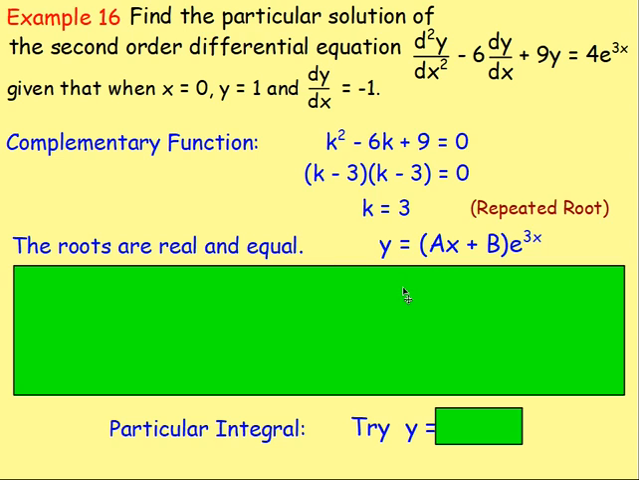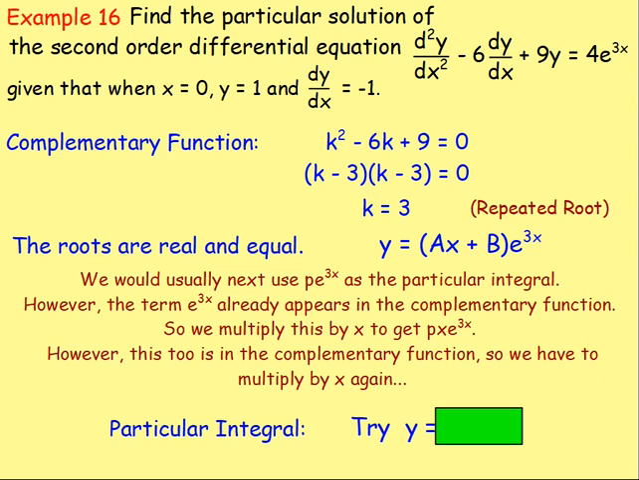What we do next is we look for the particular integral. Because this right hand side is something e to the power of 3x, a lot of the time you would go for pe to the power of 3x. However, if you look at the complementary function, imagine if you multiplied this out, we would have a something e to the power of 3x. So we cannot choose pe to the power of 3x as the particular integral. What we would then do is multiply by x. So we would have px e to the power of 3x.